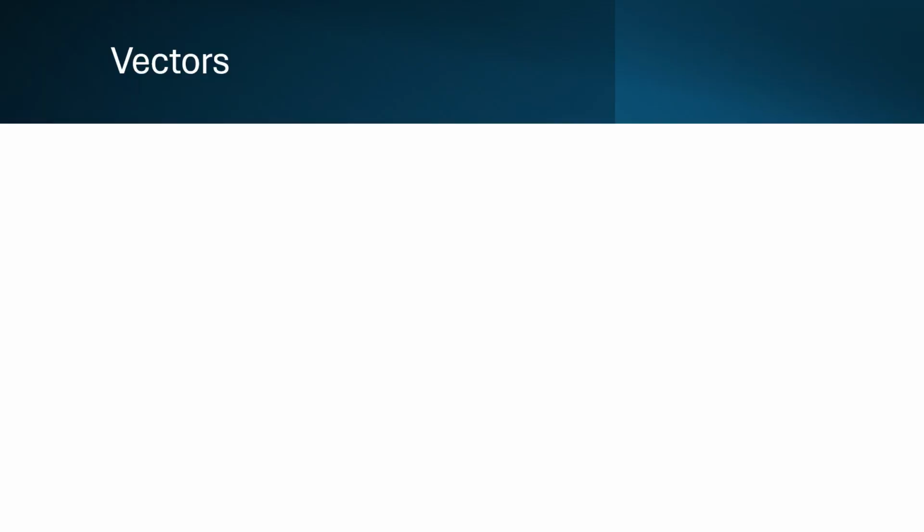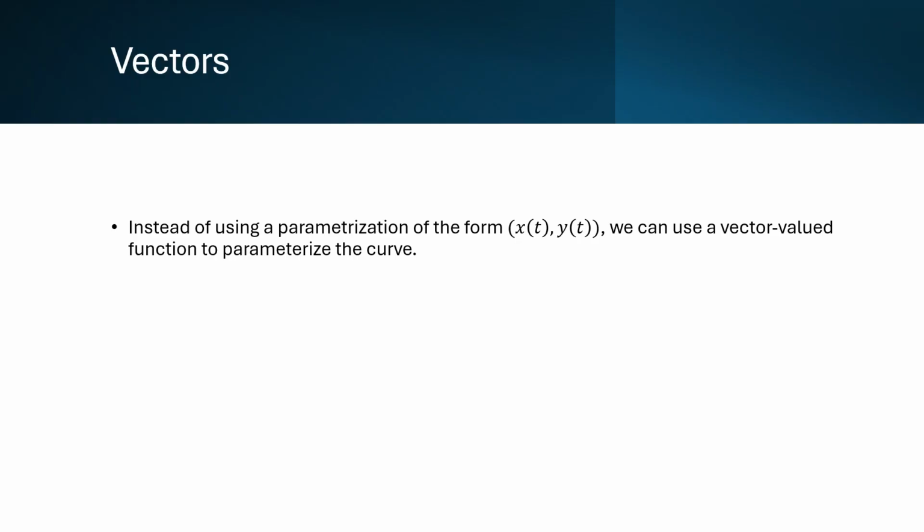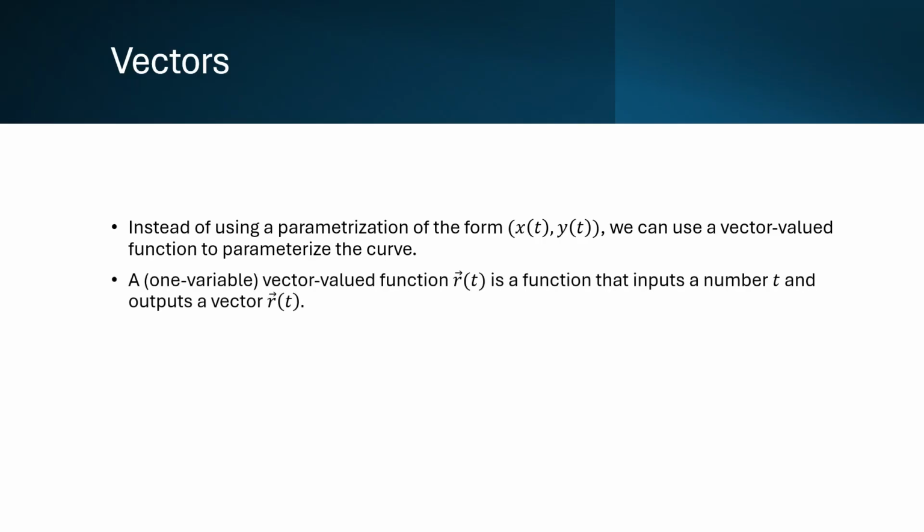So what we want to do, as I mentioned, is use vectors to parameterize our curves, and this will make doing calculus much easier. So instead of just sticking with this ordered pair for our parameterization, we're going to use what's called a vector valued function. This is a new type of function we haven't encountered before. We'll end up using more than one variable vector valued functions later in this semester, but for now, let's just stick to a one variable vector valued function. So this is basically a function where you input a number, but rather than outputting a number, you output a vector. So input a number, output a vector.